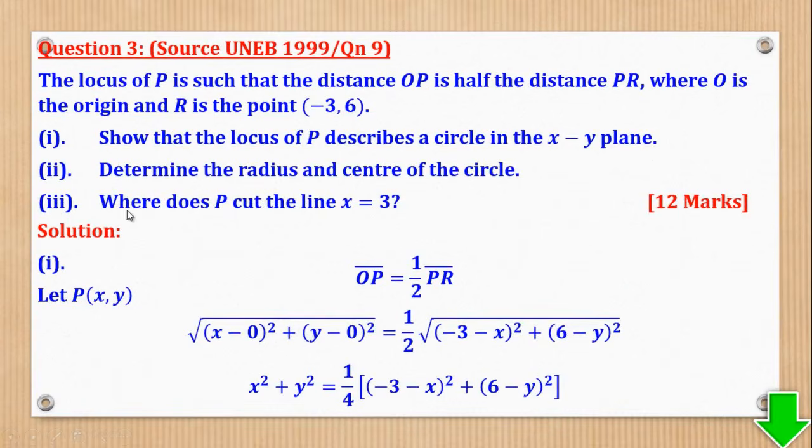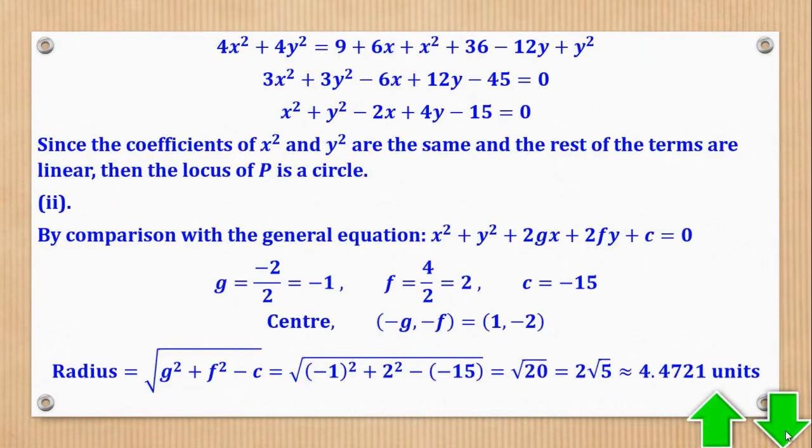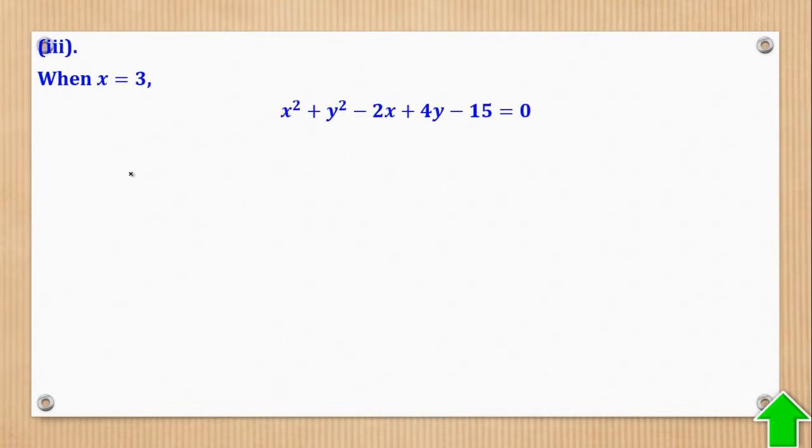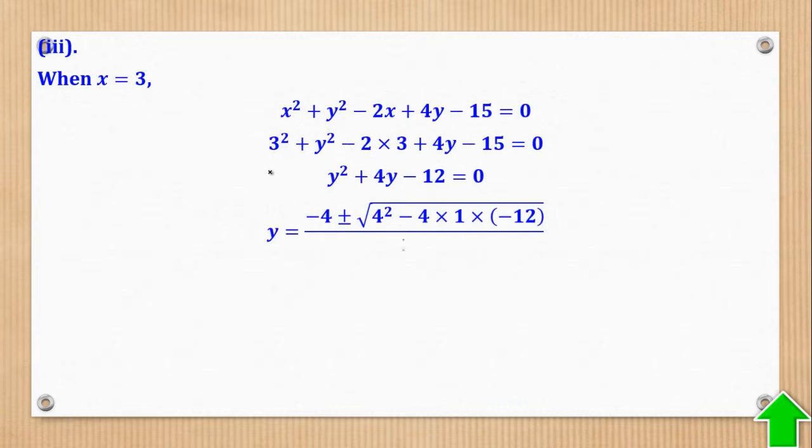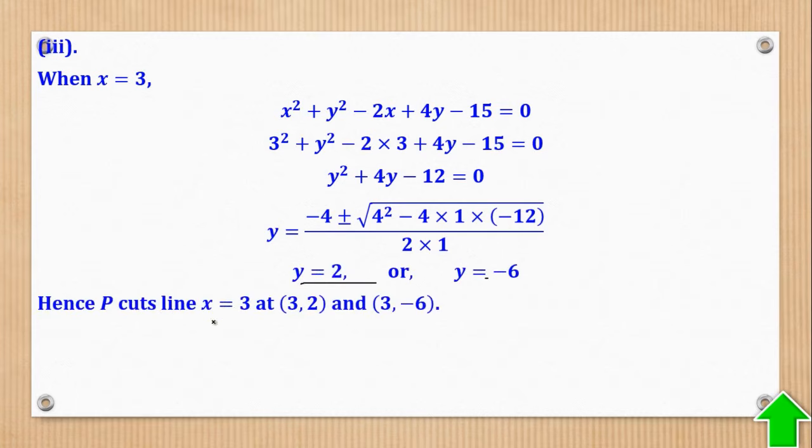Then Roman 3 said, where does P cut the line x equal to 3? So when x is equal to 3, it implies that, remember, this is the locus of P, therefore where there is x put there 3 to come up with a quadratic in y, solve it, then you come up with two values of y equal to 2 and y equal to -6. Therefore P cuts the line this at points (3, 2) and (3, -6).